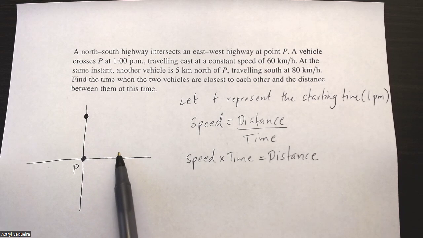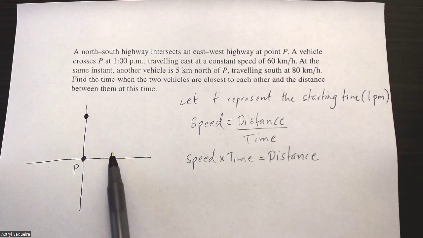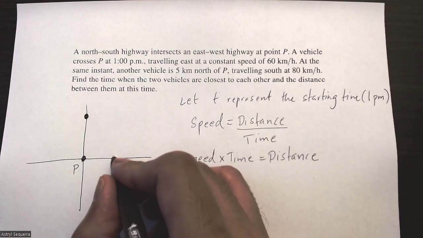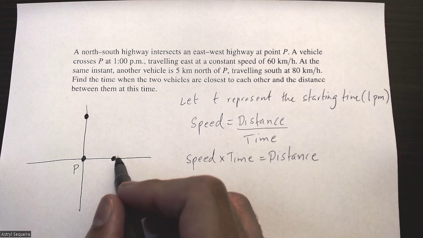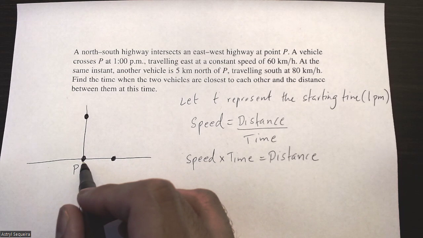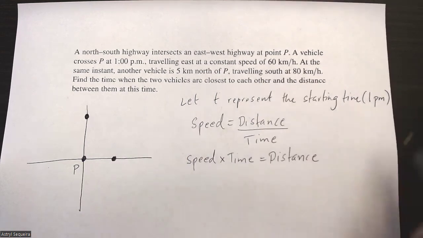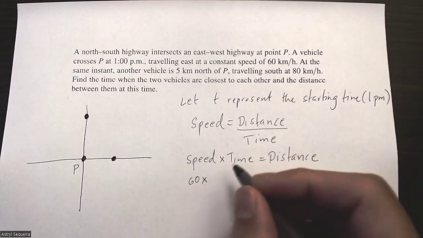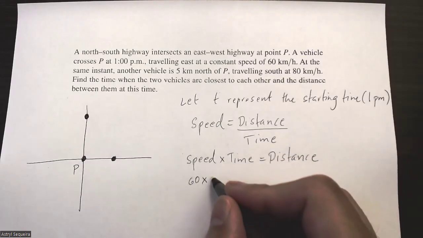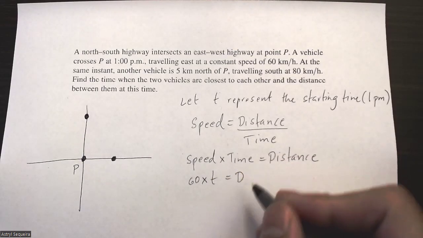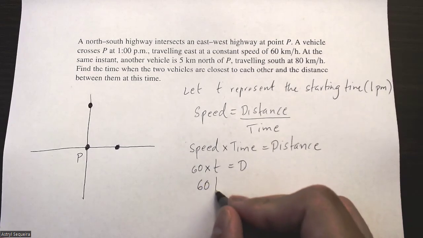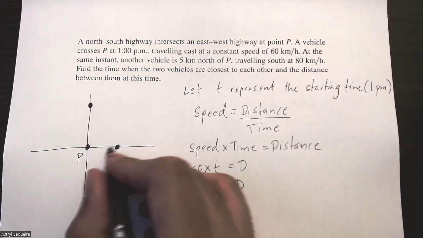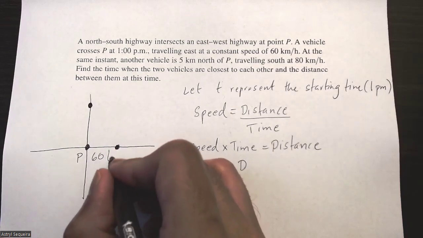And then it travels east at a speed of 60 kilometers per hour. So let's say the car ends up here when it's at the closest distance. So that's the amount of time that's passed. The speed is 60. So I know that speed, which is 60, multiplied by the time that's passed, which is t, is my distance, which is just 60t. So this distance over here is 60t.